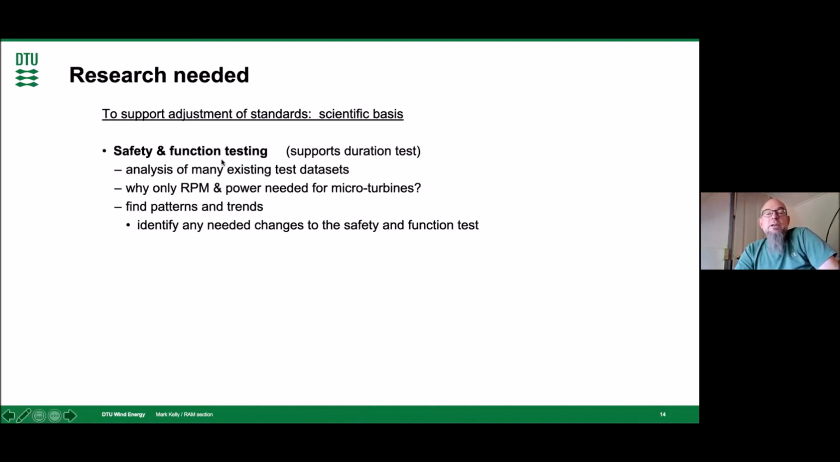And then safety function testing, a lot of this is like the aeroelastic validation and testing. But here now we're talking about duration tests. We just got to aggregate data, like all the existing test sets, and find patterns and trends to see if we can make the safety and function test easier. And one of the bits is, we need to find out, is it only RPM and power that are needed for this function testing for microturbines or not?